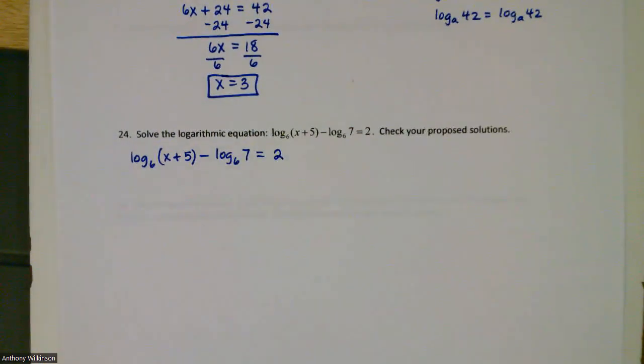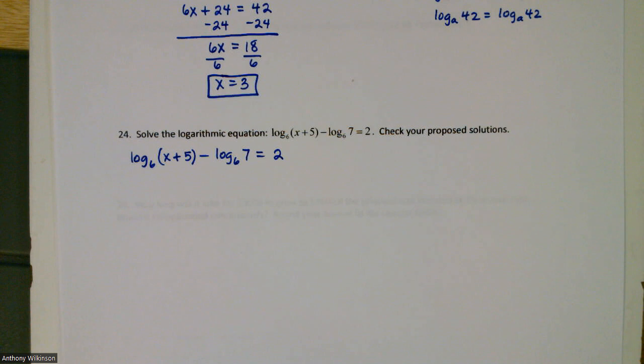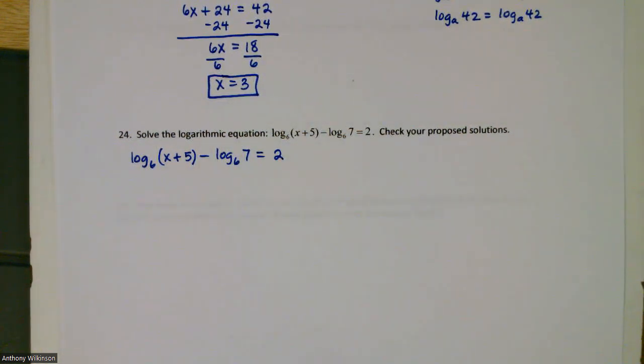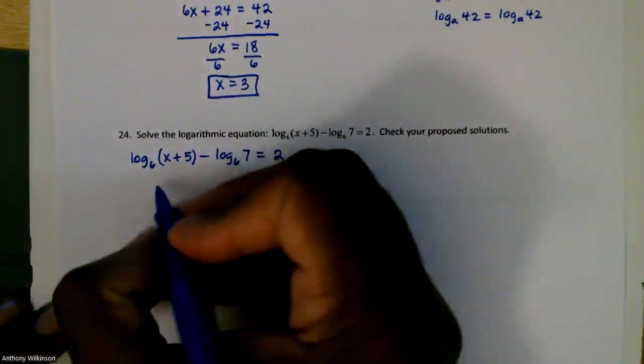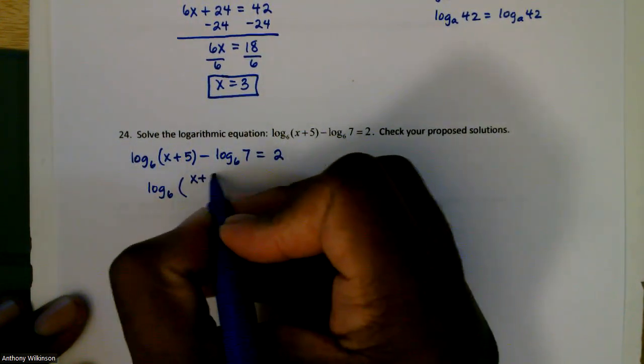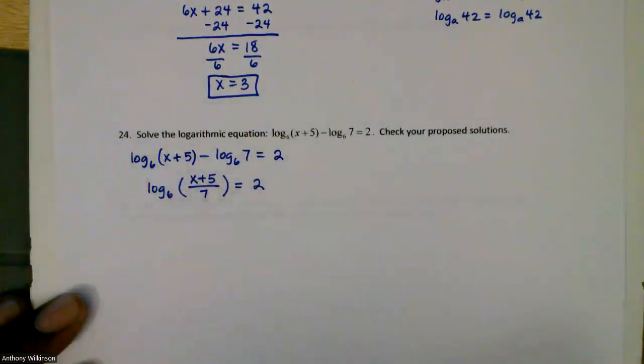Okay. Notice you only have the logarithm on one side of this equation, so you have to use the definition of a logarithm. But here you need to condense the left side as a single logarithm. Notice I have the minus sign in between the two logarithms. That tells me it's the difference of the individual logarithms, so I need to apply the quotient rule. So I'm going to condense this as log to the base 6 of x plus 5 divided by 7. That's equal to 2.